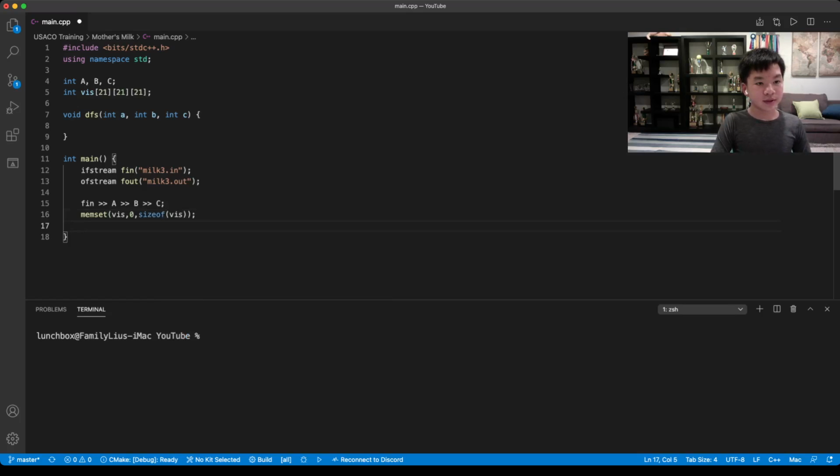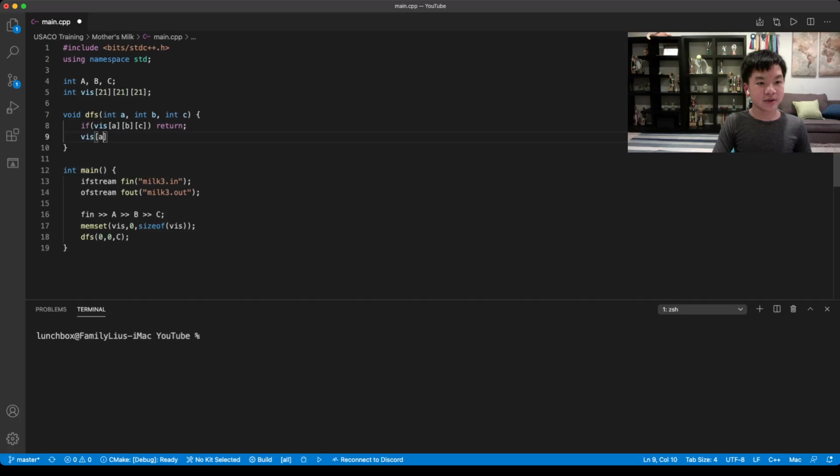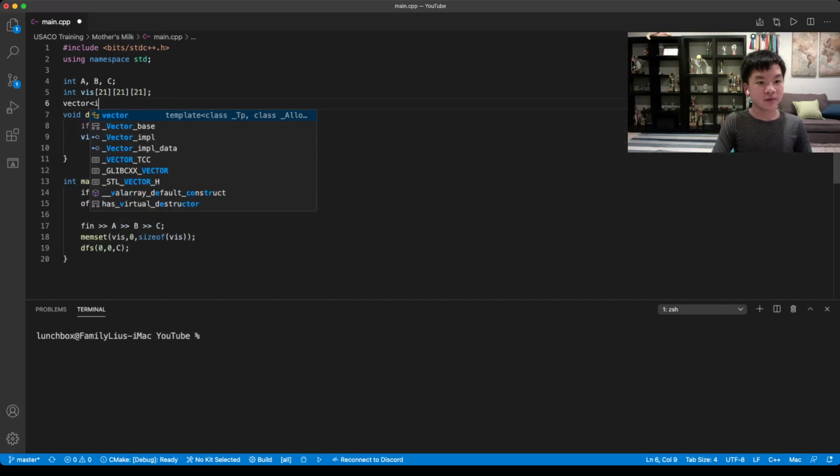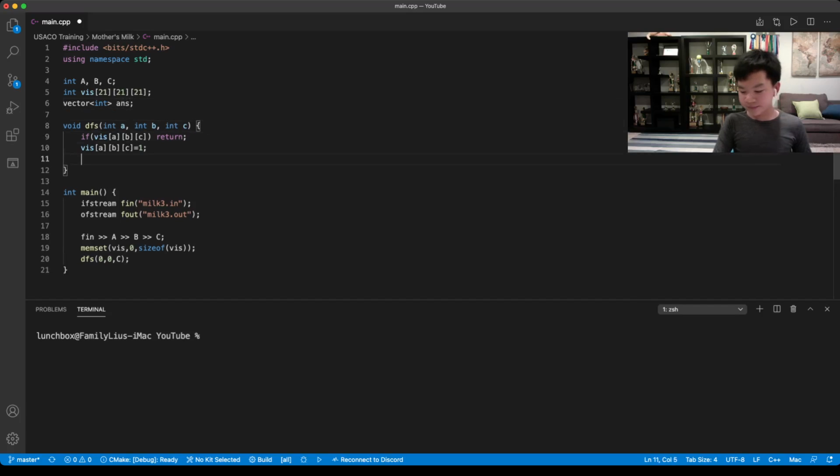Okay. So now basically we need a DFS from a equals 0, b equals 0, and c equals c. If we visited this specific state before, we can just not visit it. So now we just mark this as true. And then now we actually need our answer. So we just check if a equals 0. Basically if a equals 0, then answer just append c into it.